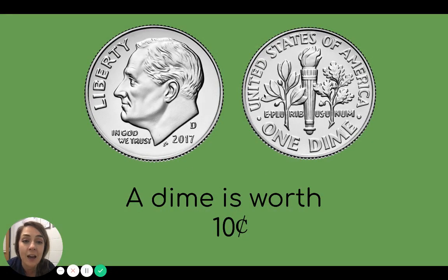On the back of the dime, there is an olive branch, a torch, and an oak branch. Later in our lesson, you will be able to go explore a website, and there's a page that will tell you the meaning behind the olive branch, the torch, and the oak. So look out for that.